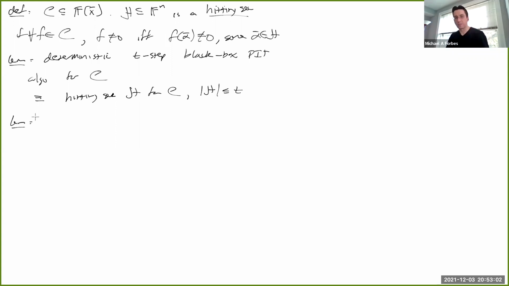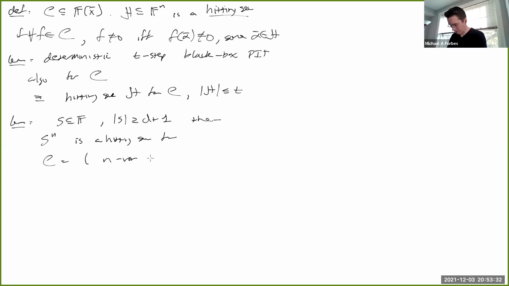Well, we haven't seen any deterministic algorithms, so we can't use this connection as is, but we do have the following: if you have a subset S of the field and the size of your subset is at least d plus 1, where d is the degree of the polynomials that we're interested in, then this cube, S to the n, is a hitting set for curly C, the set of n-variate polynomials of degree at most d. So we're not actually restricting the size bound in any way.